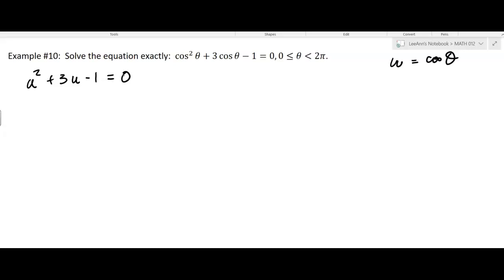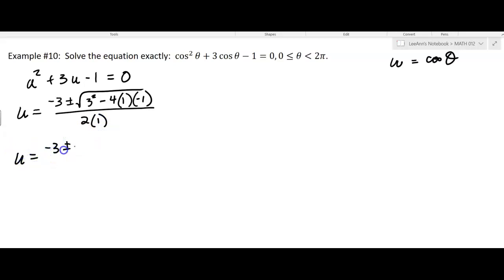So that's great. The problem is this doesn't factor. So darn. But we do have the quadratic formula, right? All right, so we can use the quadratic formula and say u equals the opposite of b plus or minus the square root of b squared minus 4 times a times c, all over 2 times a. So then we get u equals negative 3 plus or minus, let's see, 9 plus 4 is 13, over 2. Okay, so we get this.